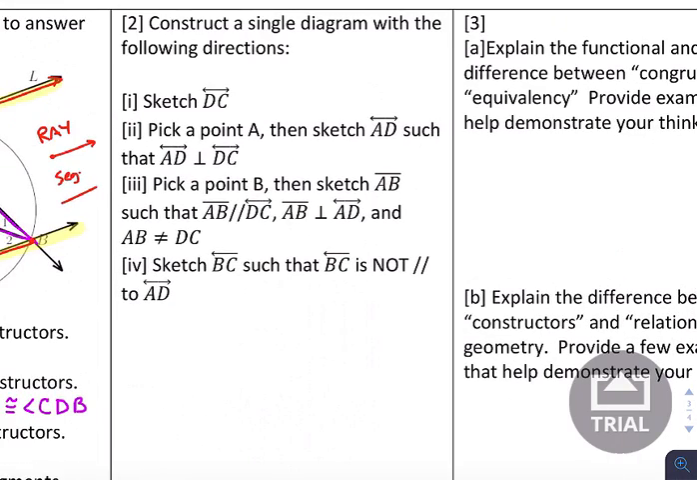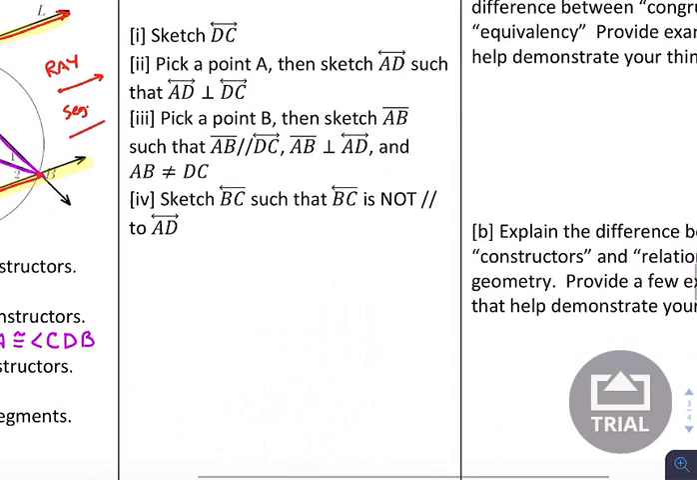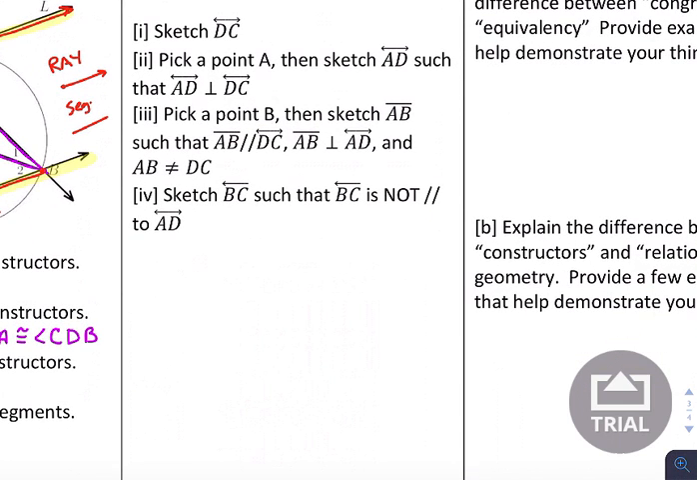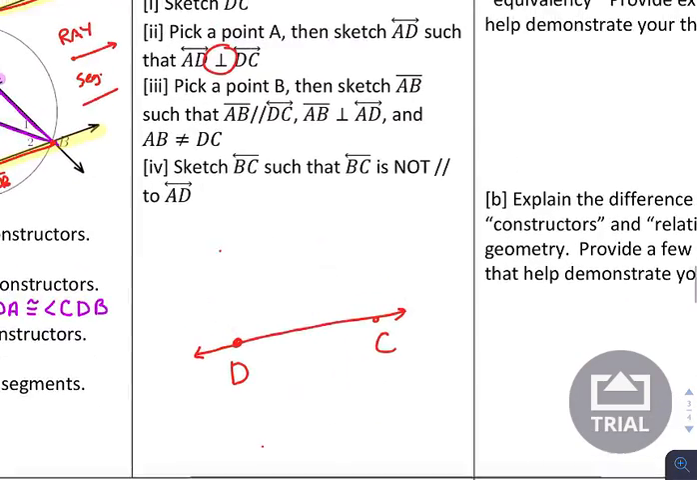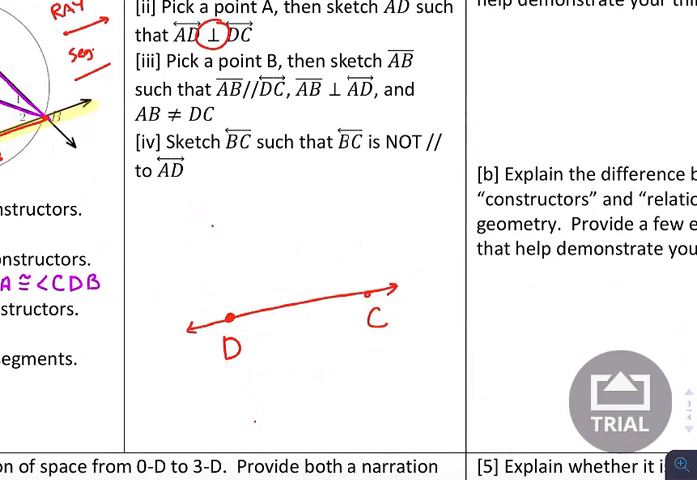Construct a single diagram with the following directions. So our goal is to make one picture that has all this stuff in it. So let's start with the first thing, so sketch DC. So DC, D, and then C points. The structure itself is a line, and so let's mark it as a line. Pick a point A, then sketch AD, such that AD, in this case, is perpendicular to DC. So really that only means I can put it above or below, otherwise it would not meet at a right angle. Just for the sake of this particular problem, I'm going to go ahead and pick it below.